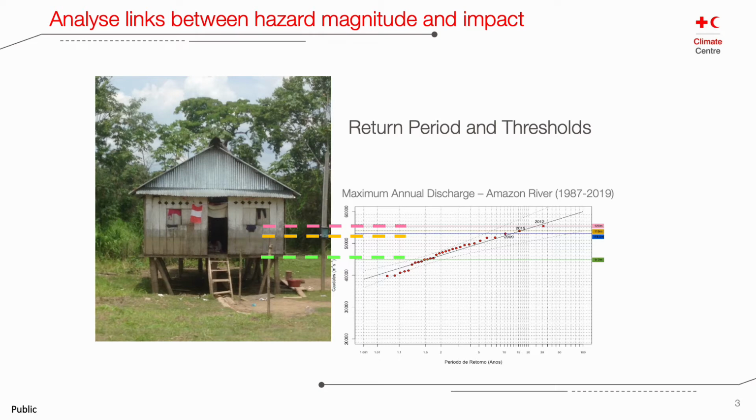This step defines the relationship between the impact and the magnitude of the hazard, which will differ for communities with different vulnerabilities. For example, in the figure, you can see a small house adapted to recurrent floods with return periods between 1 and 3 years. But you can also see the marks caused by extreme floods that have return periods between 10 and 30 years.